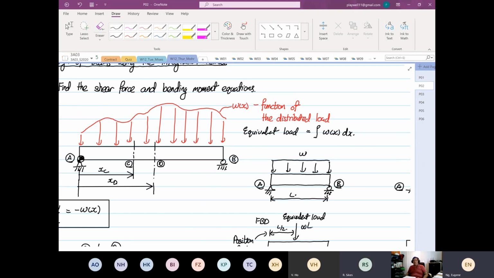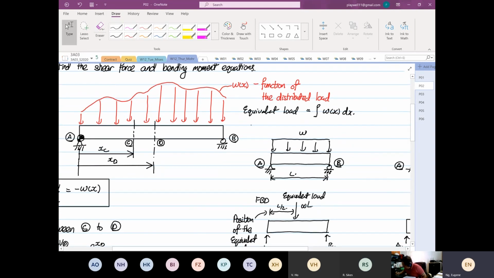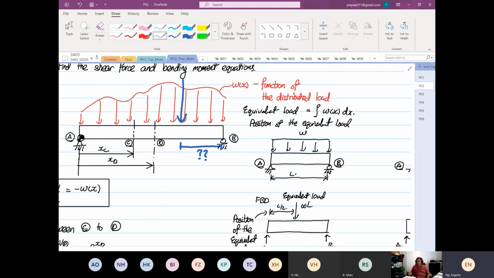The position, yeah, the position. What is difficult to identify is the position of the equivalent load. Right? Where is it acting? So if this is your equivalent load, what is this distance? I don't know. You cannot just make a guess. So this is the power of the integration method.